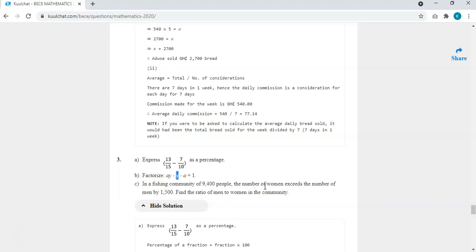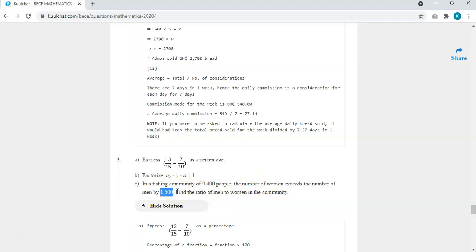Then you can express the ratio as the number of men to the number of women. Then you can simplify if it's possible to get your ratio. So here we use the information. They said the number of women exceeds the number of men. So it means when we add 1,500 to the number of men, we are supposed to get the number of women. Okay, so you can use a letter to represent the number of men.